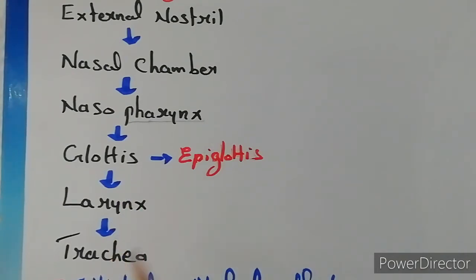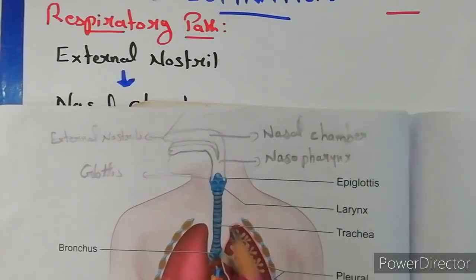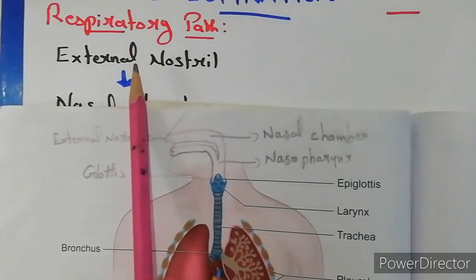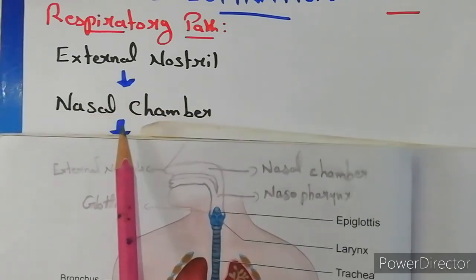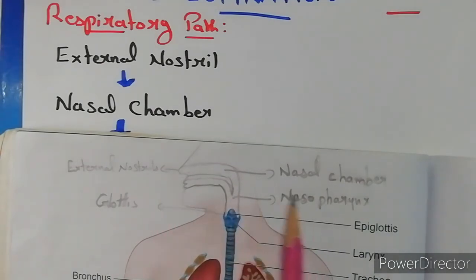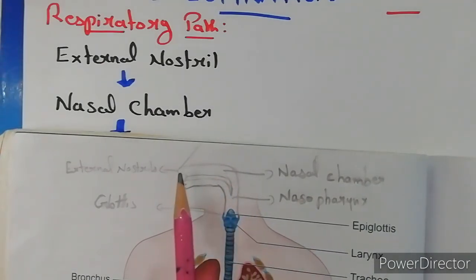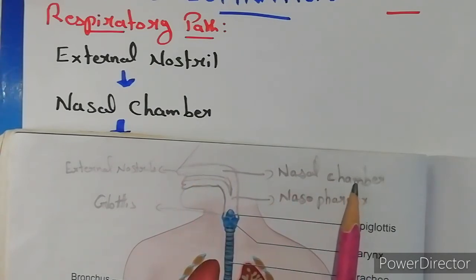The larynx leads to the trachea, right? Let me show the figure for this first process, till the larynx. Listen. In the respiratory path, the first part we said is the external nostril, right? So this is the external nostrils. Then it is leading to the nasal chamber. The cavity which is leading from the external nostril is known as a nasal chamber, right?